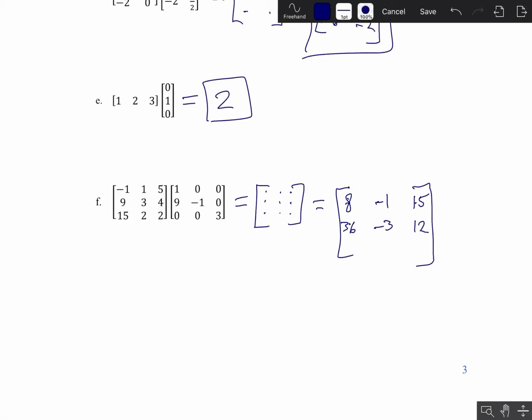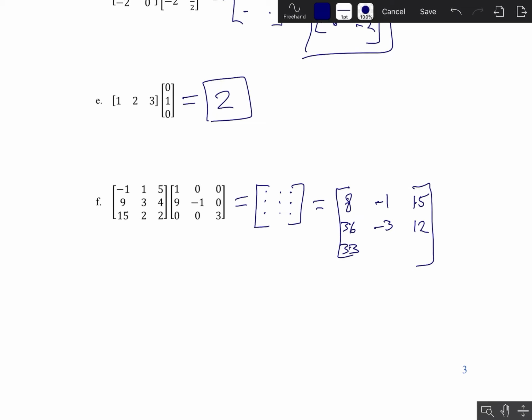And then lastly, to compute the entries in the third row, I'll be multiplying the third row by each of the columns in the right matrix. If I want the 3-1 entry, I'll multiply that third row by the first column. That would give me a 15 times 1, which is 15, plus 2 times 9, which is 18, plus 2 times 0, which is 0. So that was a 15 plus an 18, which is a 33. So this entry will be a 33.